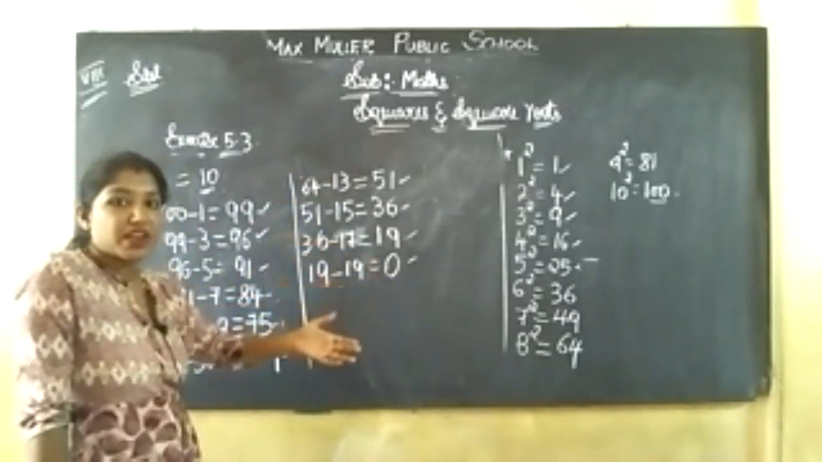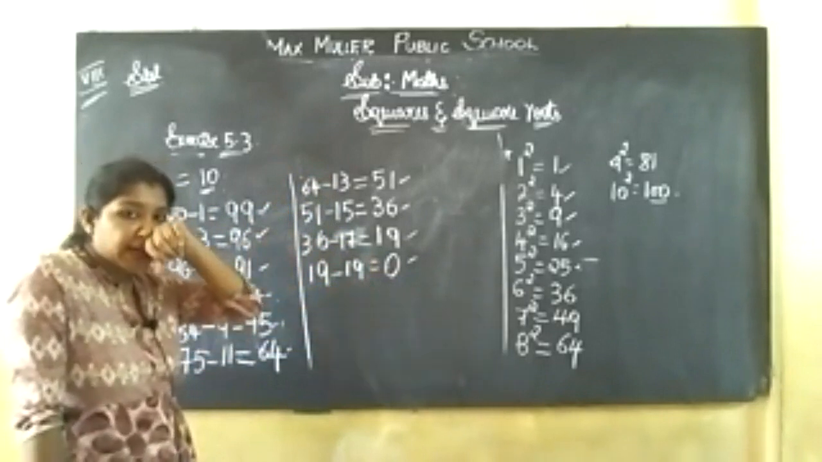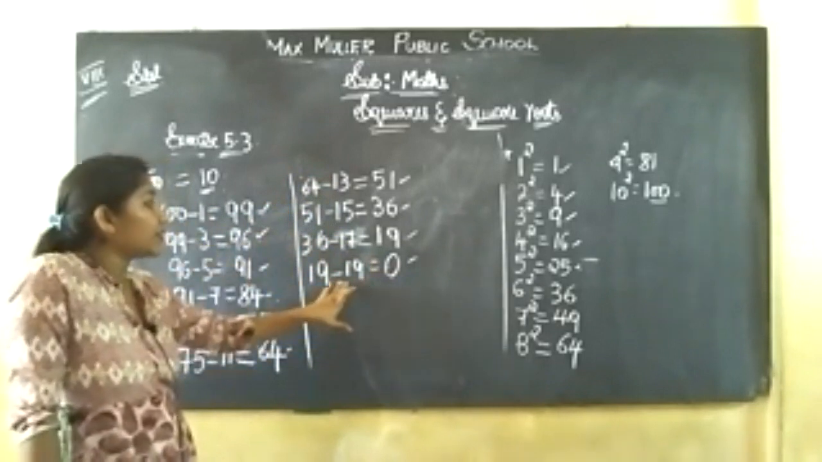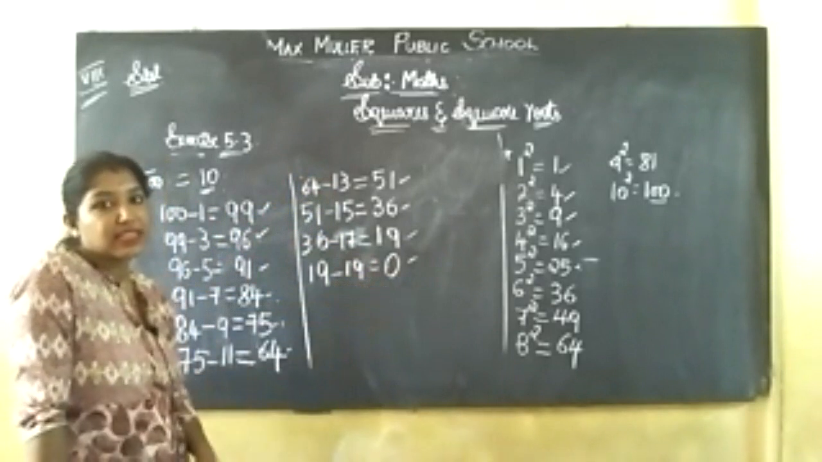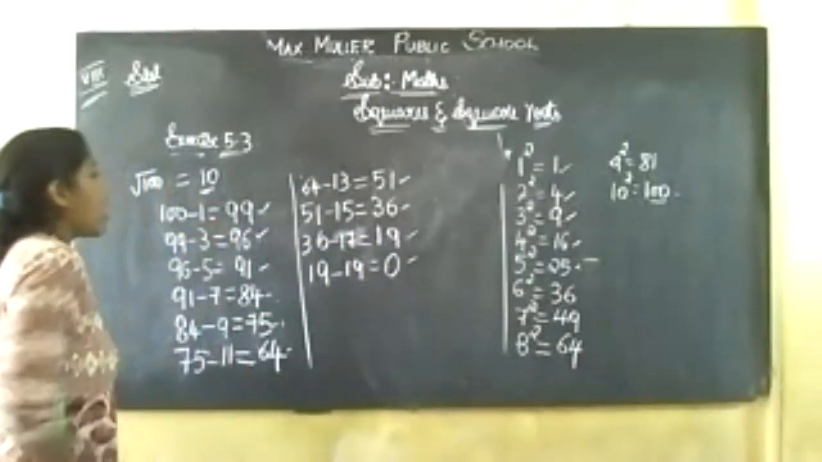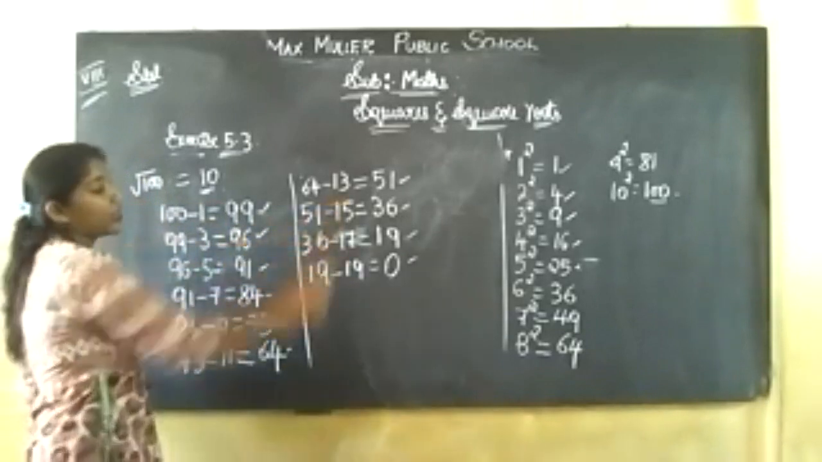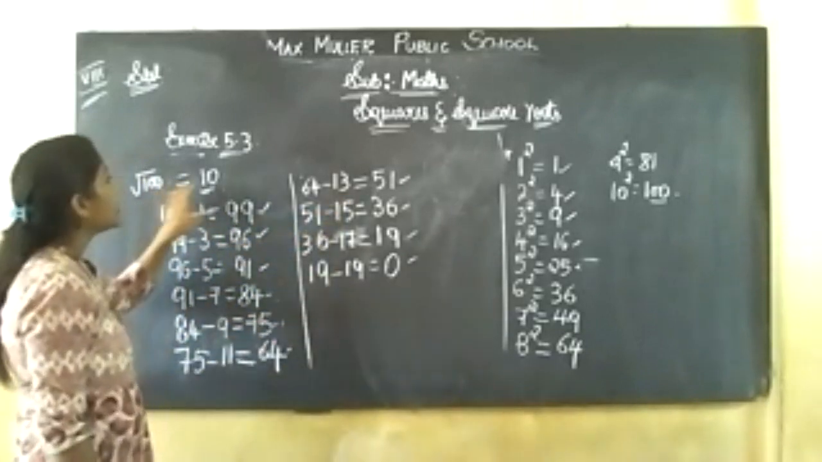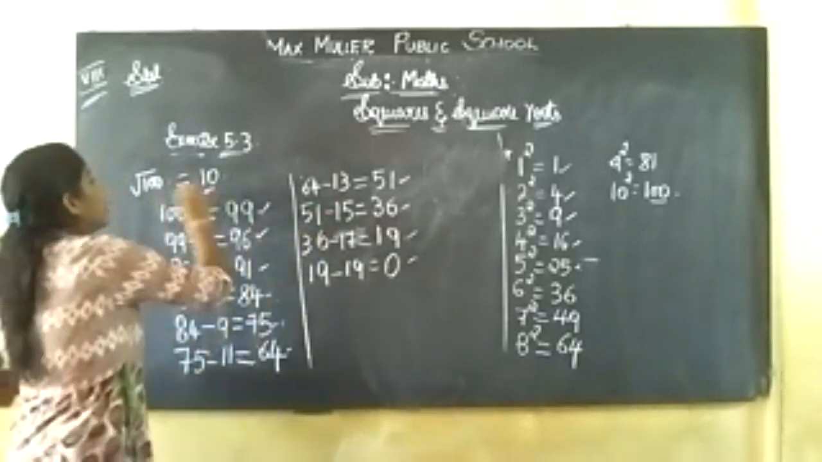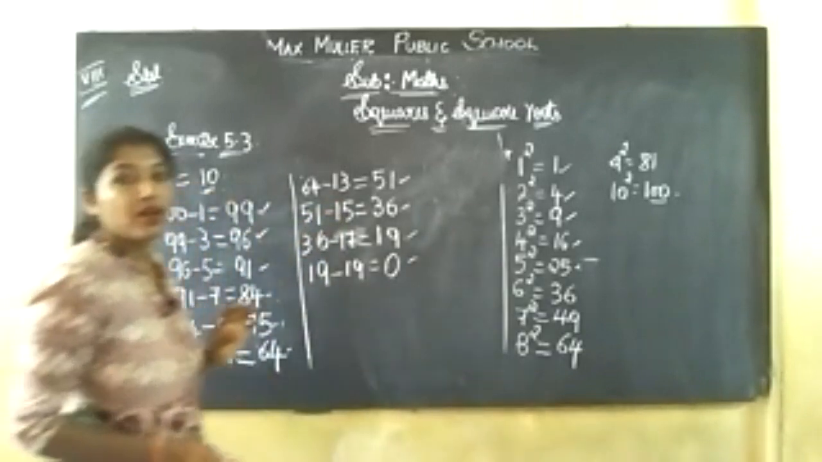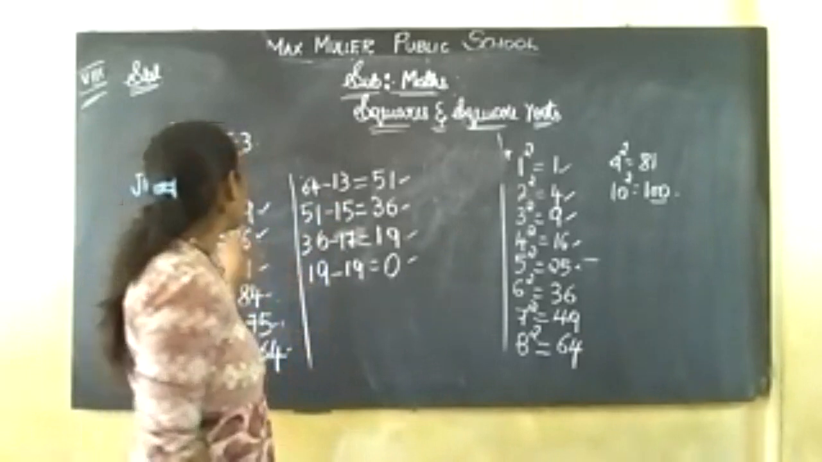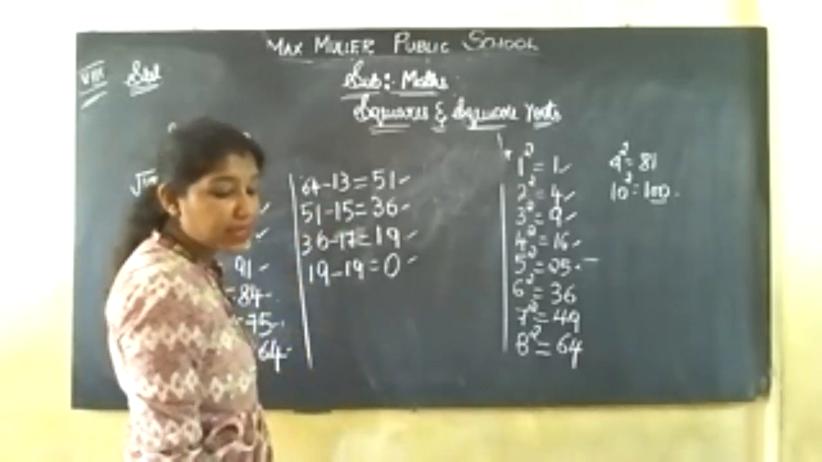You can try for any other numbers also. So you will get this by the repeated subtraction method. 99 minus 99 is 0. So you have to count how many times you have repeated the subtraction. You have repeated 10 times. So it is 10. The square root of 100, the square number, is 10.